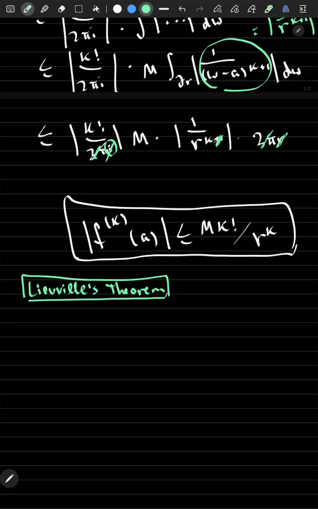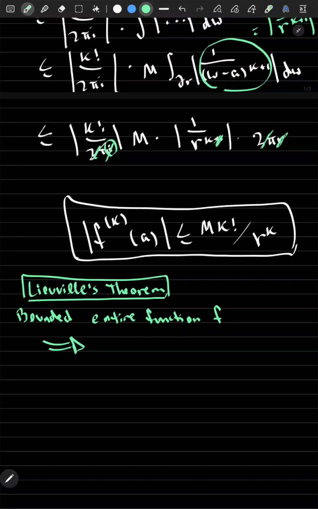And Liouville's theorem states that if we have an entire function, so an entire function is just an analytic function on the whole plane, and if it's bounded, so if we have a bounded entire function, let's say bounded function f, then this implies that f is constant.